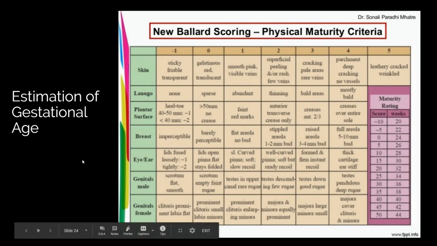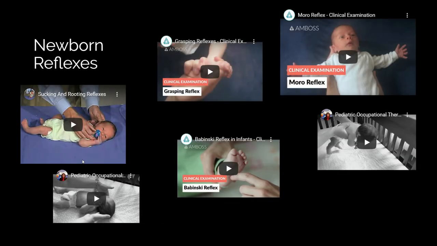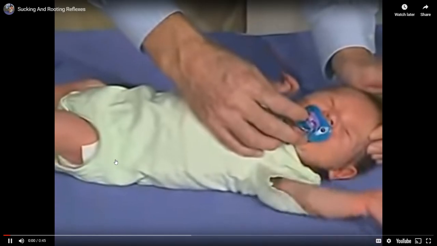We can play with this in class a little bit more. But let's go to newborn reflexes. And for this, I chose a lot of these separate little YouTube videos because I think some of these tests are a lot easier to understand how they work if you see somebody do them, as opposed to hear someone talk about them or see text on a slide. So let's start with sucking and rooting.